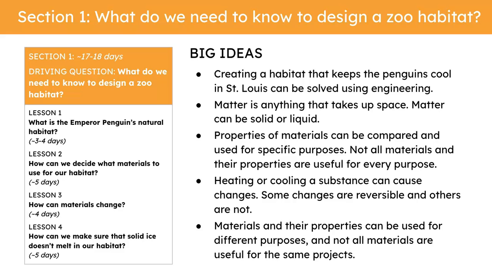Through the storyline in Section 1, students gain an understanding of these standards-based big ideas. Creating a habitat that keeps the penguins cool in St. Louis can be solved using engineering. Matter is anything that takes up space, and matter can be solid or liquid. Properties of materials can be compared and used for scientific purposes. Not all materials and their properties are useful for every purpose. Heating or cooling a substance can cause changes. Some changes are reversible and others are not. Materials and their properties can be used for different purposes, and not all materials are useful for the same projects.